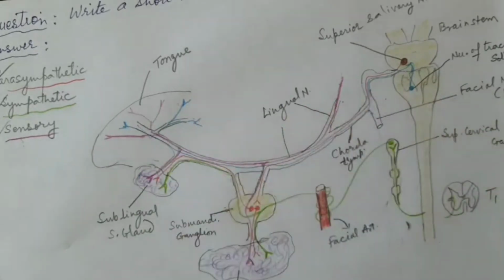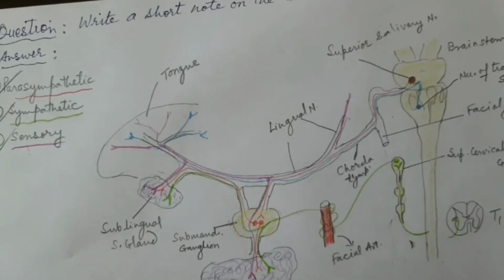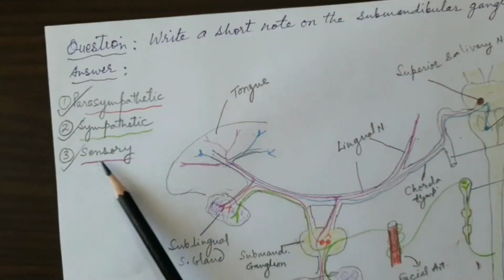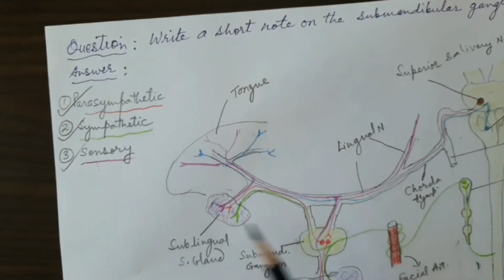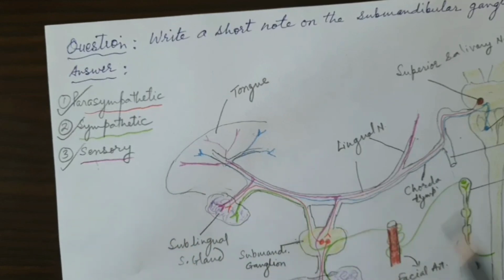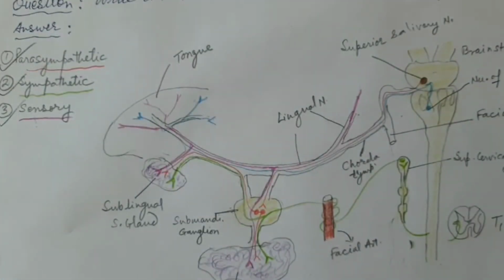So this is the submandibular region. This completes the short note on the submandibular ganglion, where I have shown you the three different roots: the parasympathetic root, the sympathetic root in green, and the sensory root coming through the lingual nerve here. Thank you very much for watching this video.